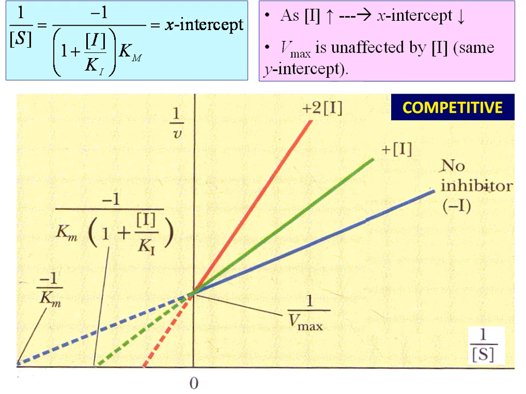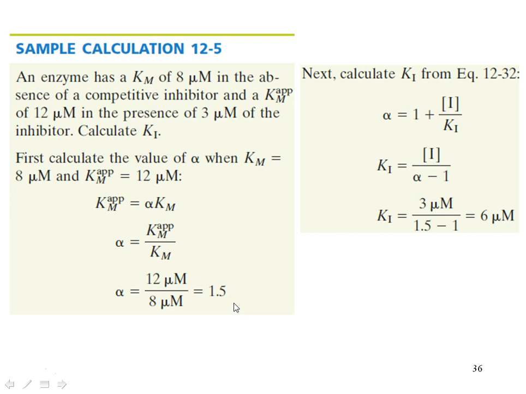If you increase the inhibitor concentration, the x-intercept's magnitude decreases, and the Vmax is unaffected by the presence of the inhibitor. It has the same y-intercept. So this is a simple numerical example from the textbook.